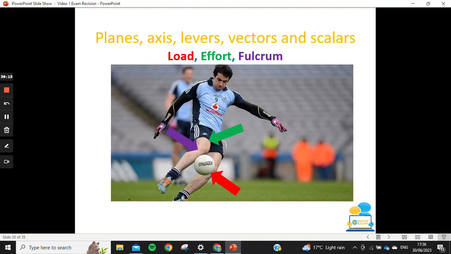And then if we look at our third class lever, we can see here that the load or the resistance is being provided by the ball. The effort is being provided by the quadricep muscle, which is extending or straightening the knee, and then the fulcrum is the knee joint. And as we can see, the effort is in the middle here of the fulcrum and the load. If we apply our 1, 2, 3 FLE again, we can see that the effort is in the middle, and we know that this is a class 3 lever. So again, a punt kick in Gaelic football is the example of our class 3 lever in this instance.